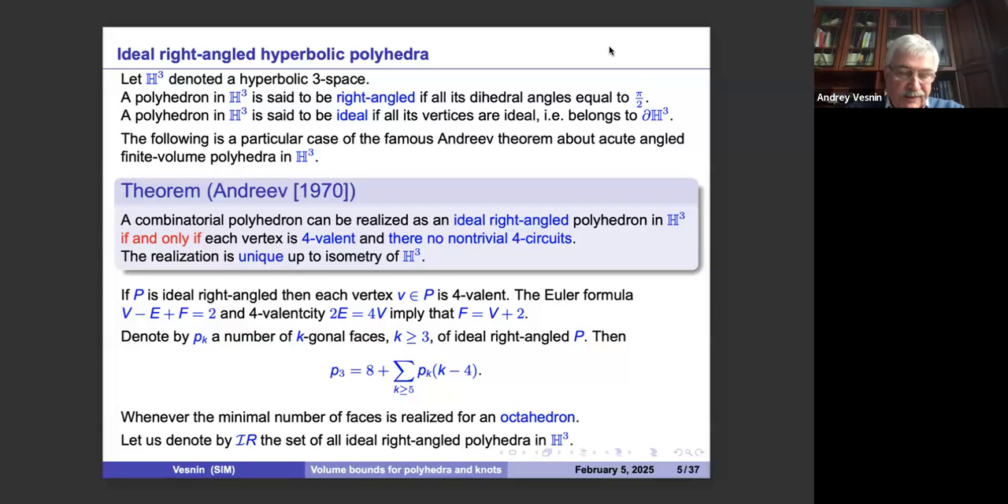And this case is realized by the octahedron. I regard the combinatorial octahedron as a polyhedron with 8 faces, all of them triangles. So we have such conditions, and we consider the class of all ideal right-angled polyhedra, denoted by IR.